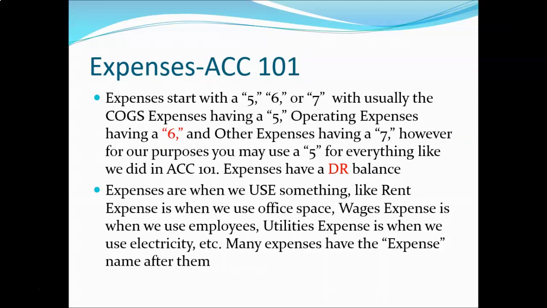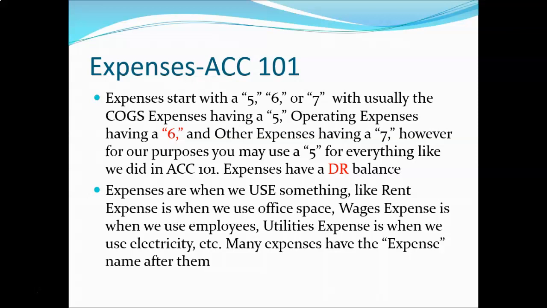Other expenses can start with a 5, a 6, or 7. Typically at a normal company, if it starts with a 5, that's typically a cost of goods sold type of expense. If it starts with a 6, that's a typical what we call operating expense, such as wages expense, utilities expense, rent expense, etc. Or if it starts with a 7, that is, quote, other expense, and it shows up at the bottom of the income statement.